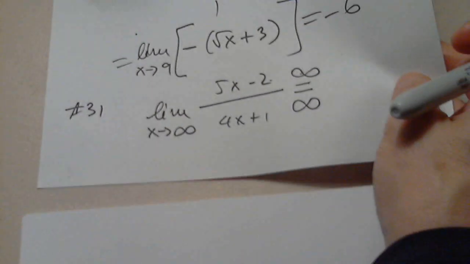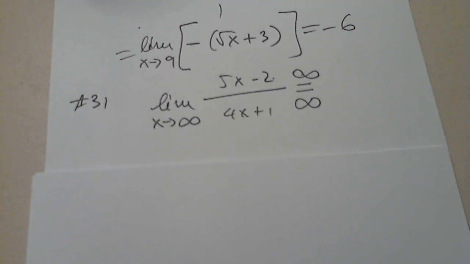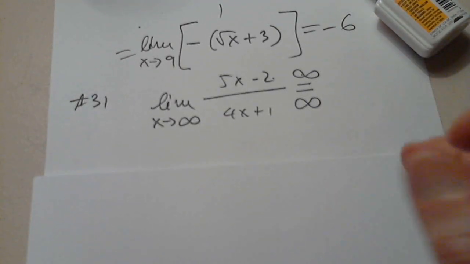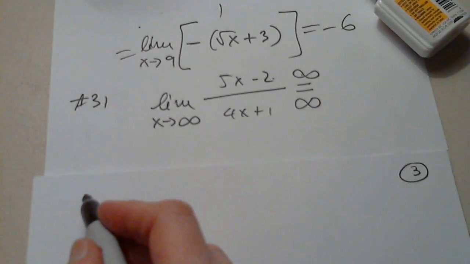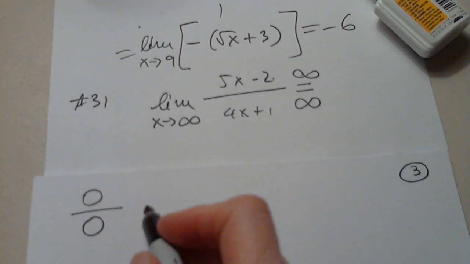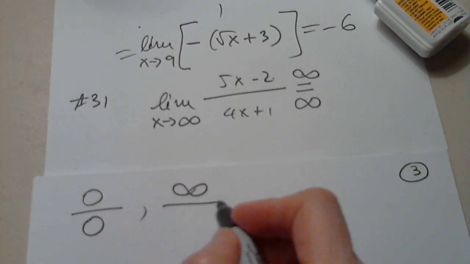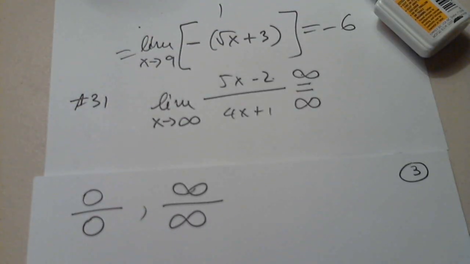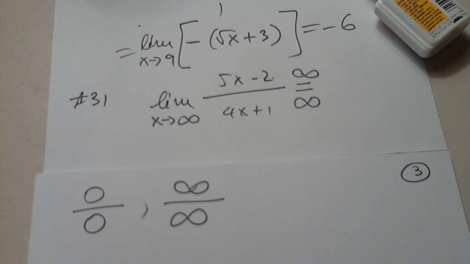So here it is. We looked at 2 indeterminate cases already. We encountered 0 over 0, which is an indeterminate case, and now we encountered infinity over infinity. This is another indeterminate case. Okay, what do I do now? So I'm going to write it again here: limit as x approaches infinity of 5x minus 2 over 4x plus 1.